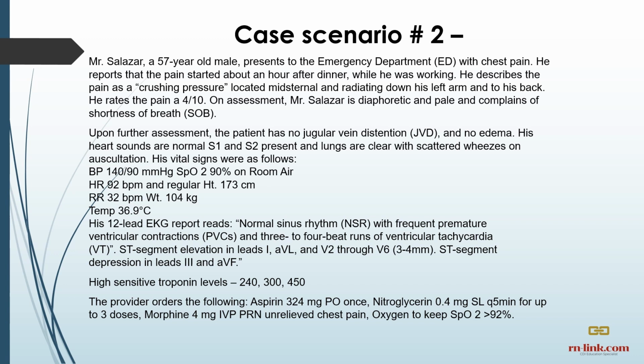The provider orders the following: aspirin 324 mg p.o. once, nitroglycerin 0.4 mg sublingual every 5 minutes for up to 3 doses, morphine 4 mg IV push PRN unrelieved chest pain, oxygen to keep SpO2 greater than 92%.